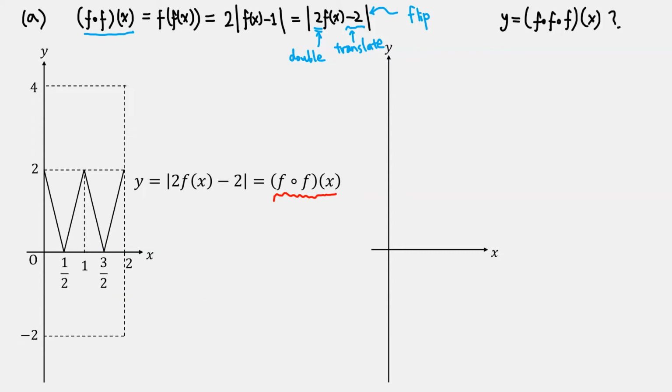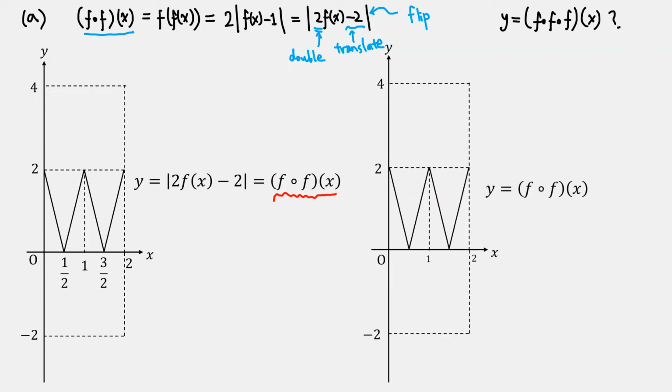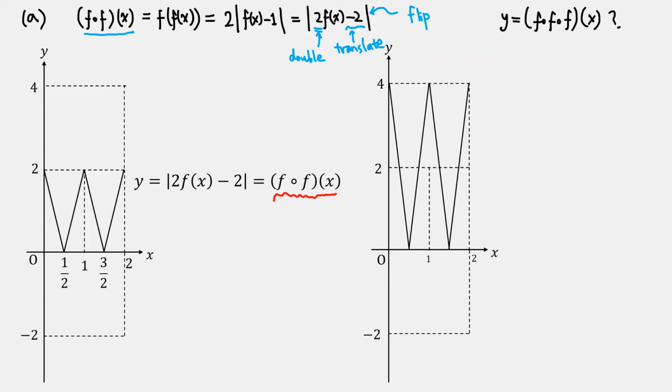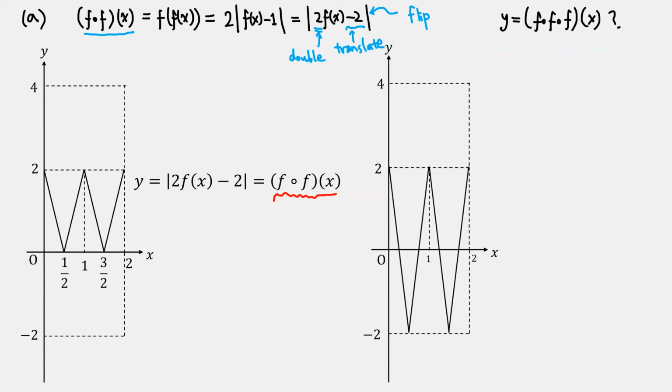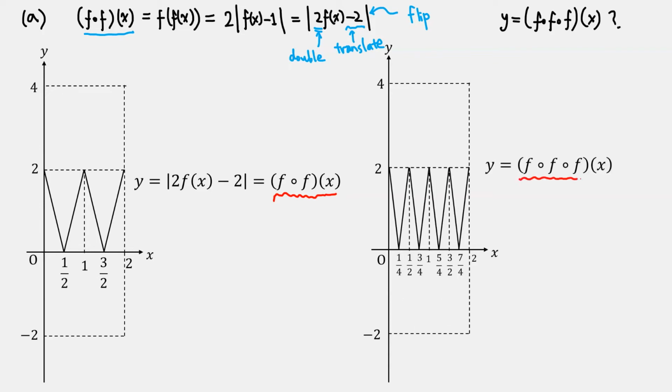Similarly, we can draw the graph of y = f(f(f(x))). Alright, so we have this graph. First, double the y values, then translate minus 2 units along the y direction. And for the negative parts, we simply flip. So this is our answer, the graph of y = f(f(f(x))).